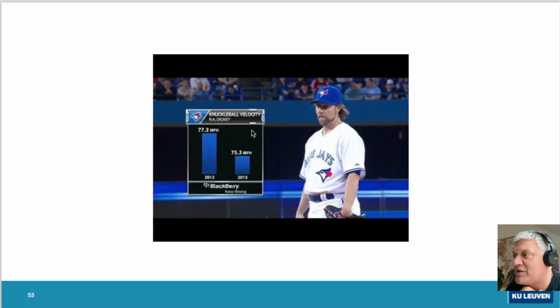Basically, it shows the velocity of the ball, I suppose, in American baseball. In 2012, the value is 77.3. In 2013, the value is 75.3. That looks like a very big difference in this bar chart, but actually these two numbers aren't that different. So basically what the problem is here is that the 0 is not included in the graphic. If you would zoom out and include the 0, then this difference would seem much, much smaller.